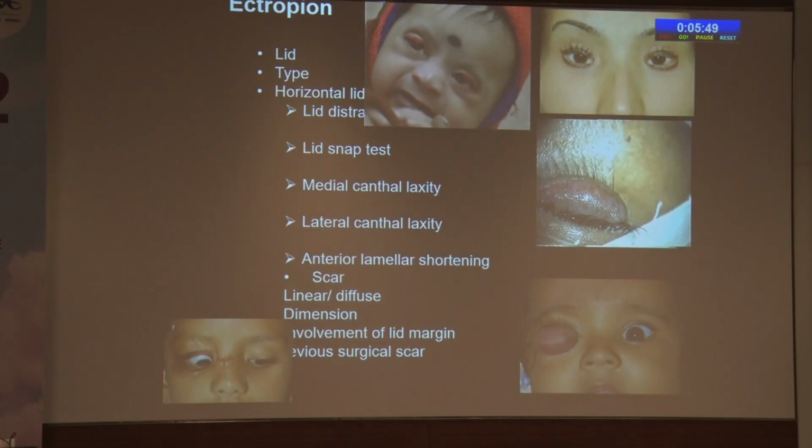Now let's look at ectropion. I'm just going to give a few examples. This ectropion is very different in each of these scenarios.